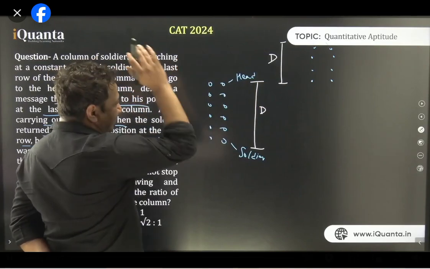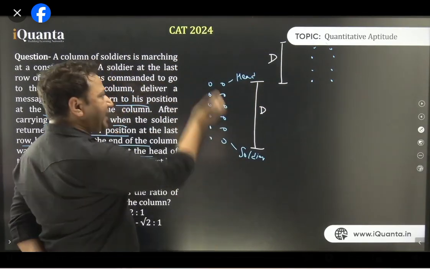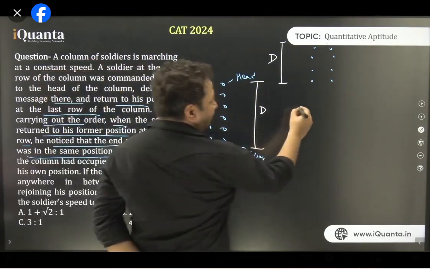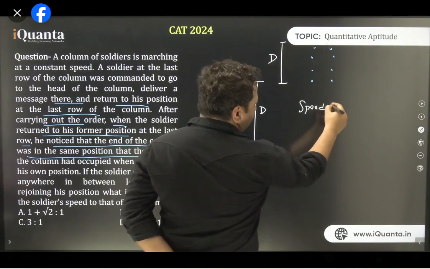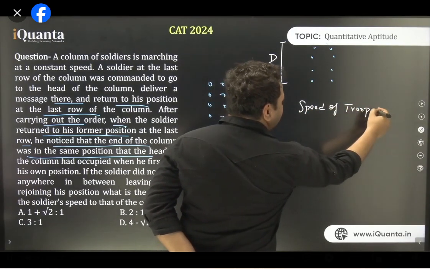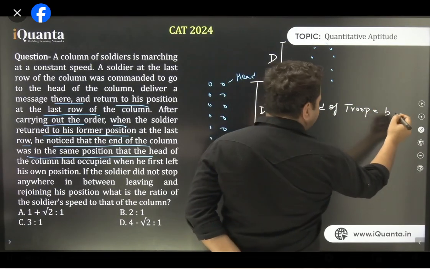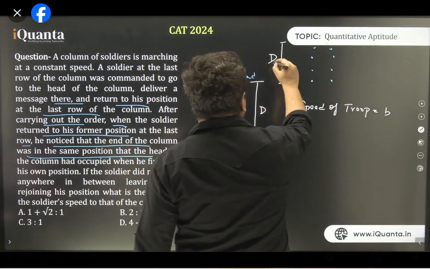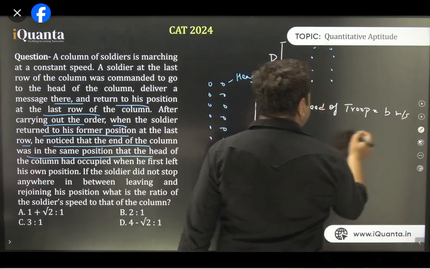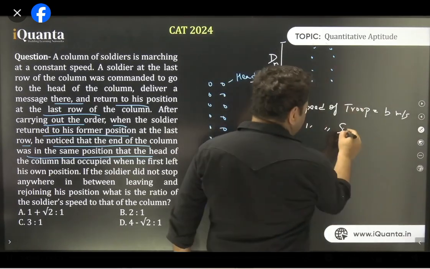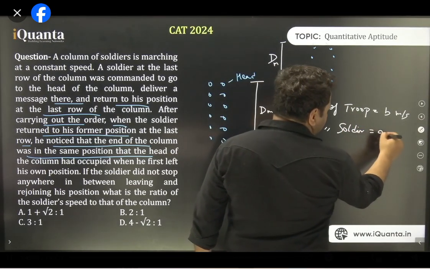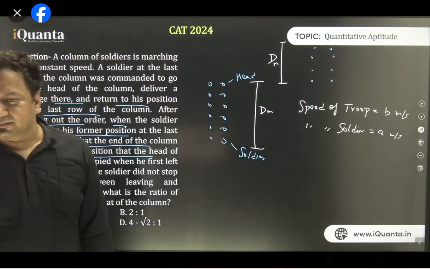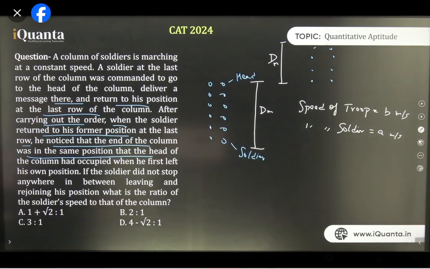Let this be distance. And let us assume that the speed of the entire troop, all the soldiers, let it be equal to b units per, because units are not given, I'm assuming it to be meter per second. Let this be d meters, and let this be b meters per second, and the speed of the messenger, this soldier, let it be a meters per second. Okay. Is that clear?